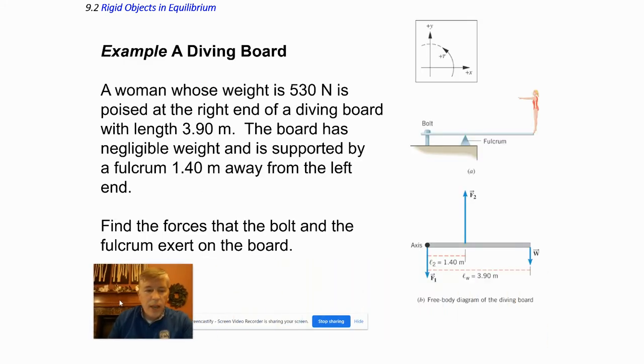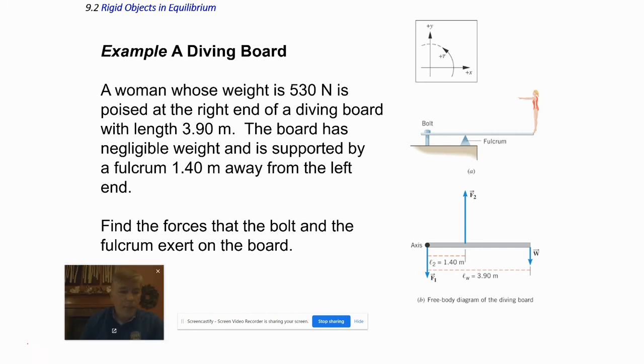So let's say that you have a diving board and the person is on the diving board and they weigh 530 newtons. And we're going to ignore the weight of the diving board. There's also a little fulcrum here that is going to push on it, and the person's out here, and then they have a bolt that holds it down. So, one of the things that we're going to find is we have the weight applying a force or a torque downward. We have the force of the fulcrum holding it up, and then we also have the bolt over here holding it down.